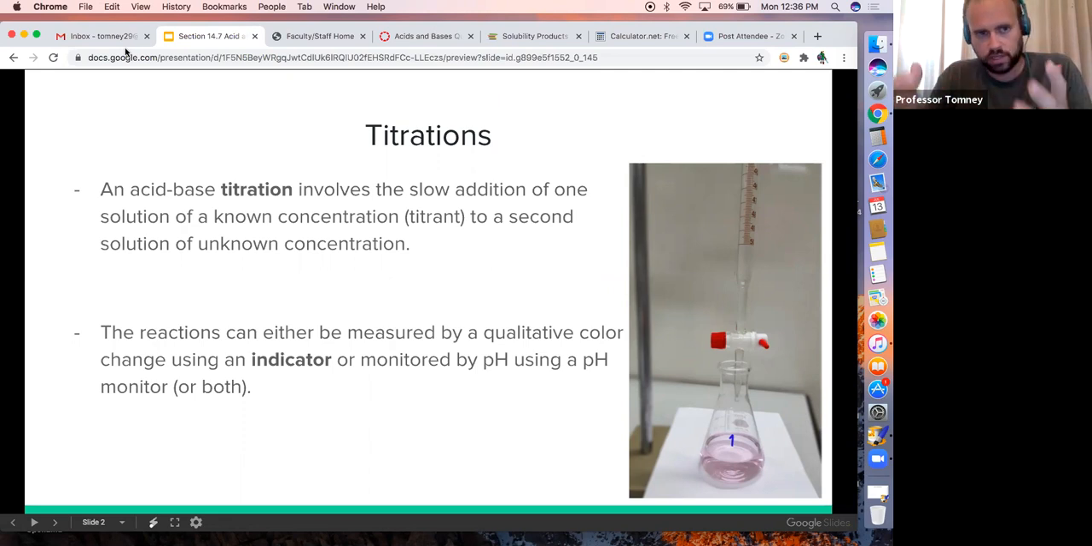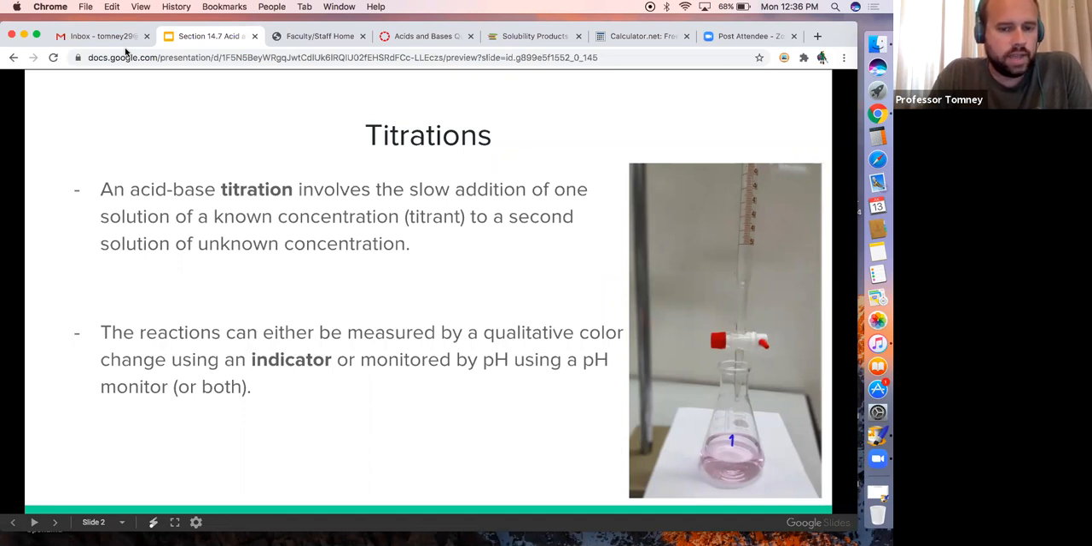Now, there are other questions that can be asked, such as what's going to be the given pH after a certain amount of titrant is added, and we'll see examples of that in the math. The reactions can either be measured by qualitative color change. That's when we use our indicators, so methyl orange, phenolphthalein, something of that nature. And qualitative means it's just visual. It's not actually a mathematical equation, although they do have general pH ranges.